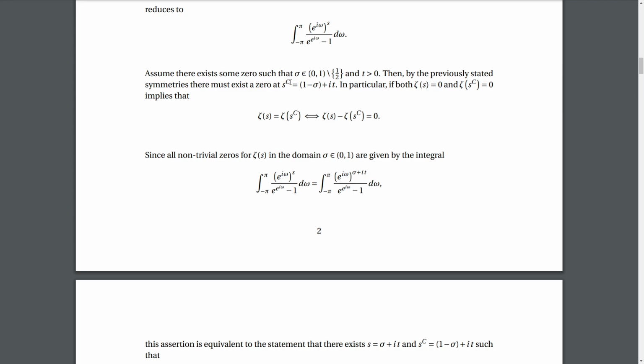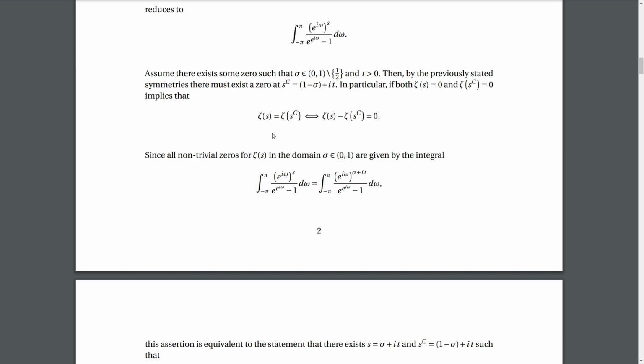Then using the symmetries that we identified before, there's some complement to S, such that 1 minus sigma plus it is also going to be 0, right? So we have that they're both 0 individually, which makes them equal to each other, which makes their difference equal to 0, right? And so we're going to take a long-winded way, kind of, to show that really anything above something like 1.4 is this condition is not possible to meet. So that'll be at the end.